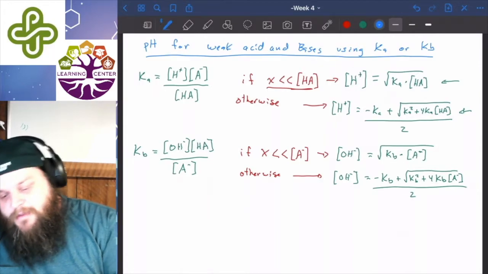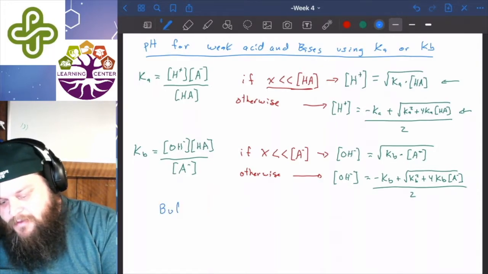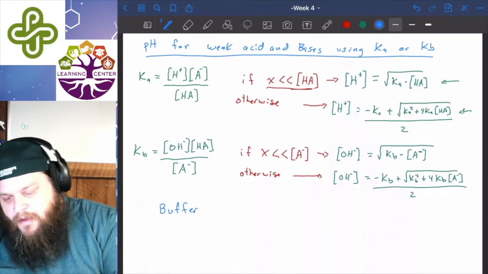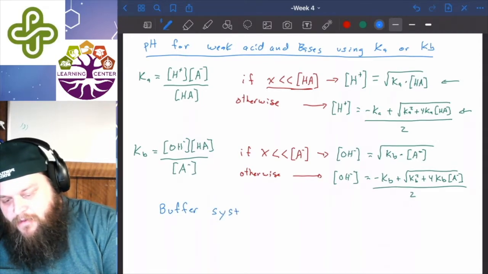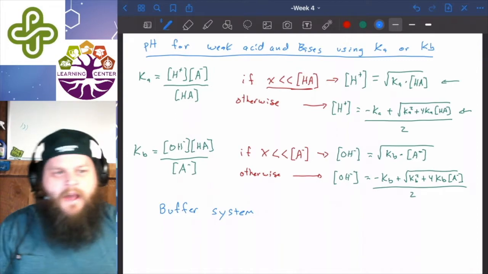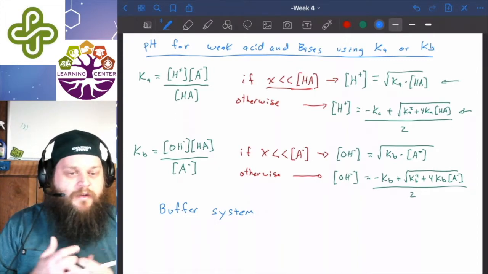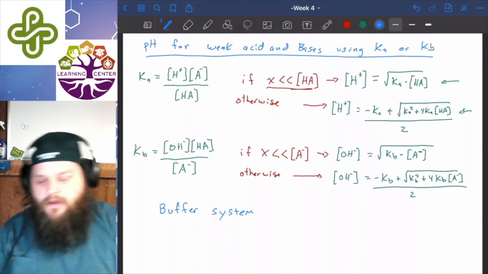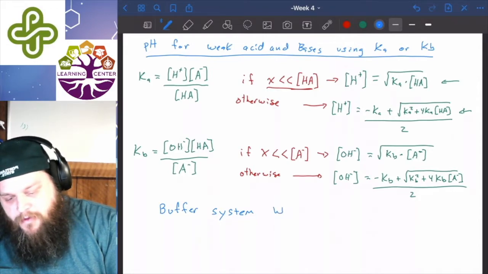And we kind of missed buffers last week. Again, I apologize, but a buffer is when we have a weak acid in solution with its conjugate base. And this works for weak acids and weak bases.